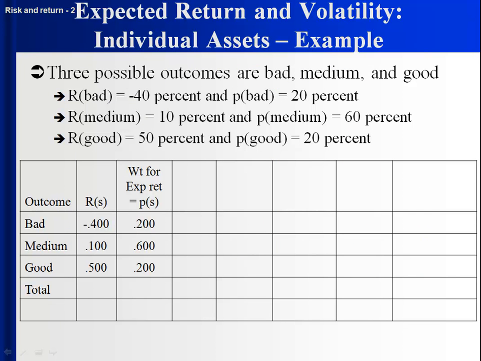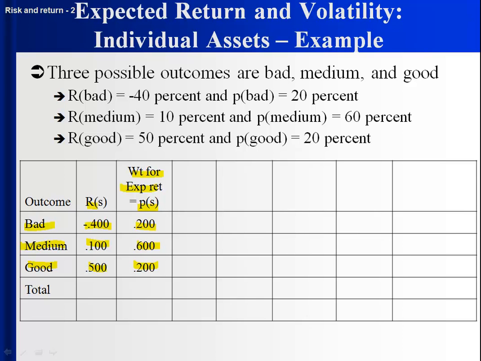So the first thing I like to do, or we can do, is make a table. Lay out your outcomes. You've got bad, medium, and good. Lay out the returns in each of those outcomes. And lay out the probability, which is the weight for the expected return. And remember, the expected return is just the sum of the weight times the return for each of the possible outcomes.